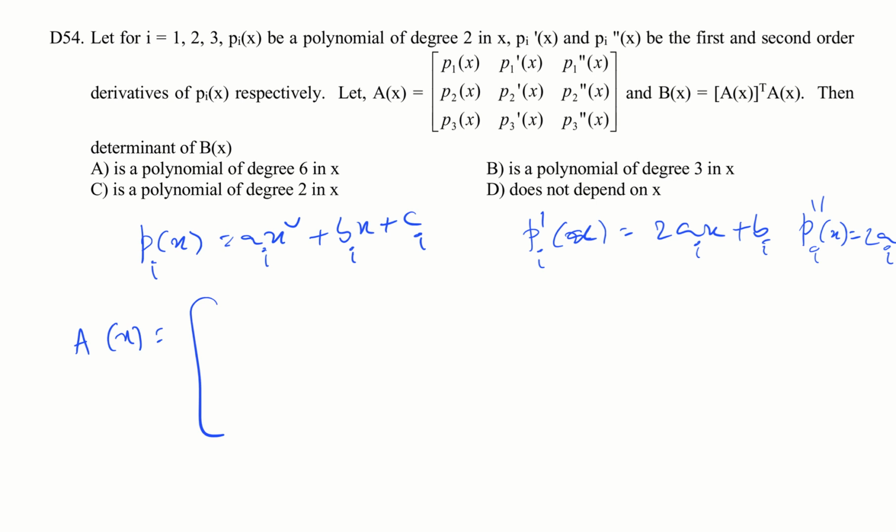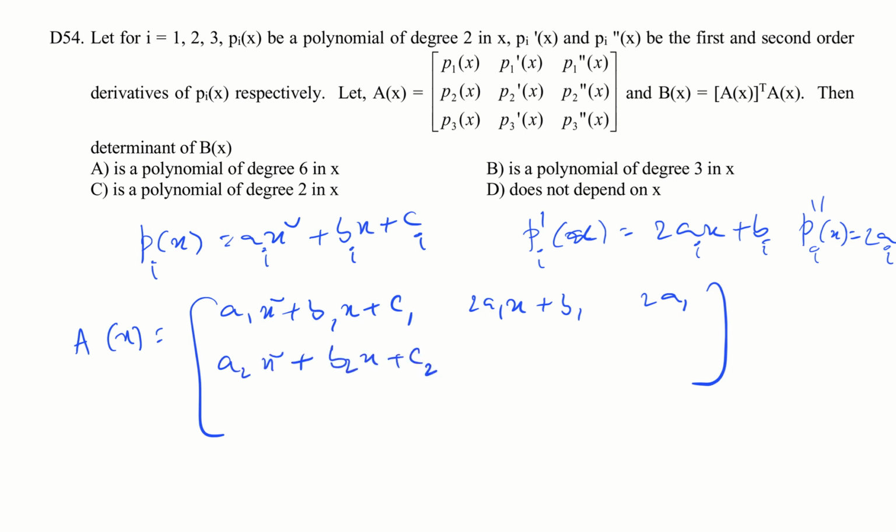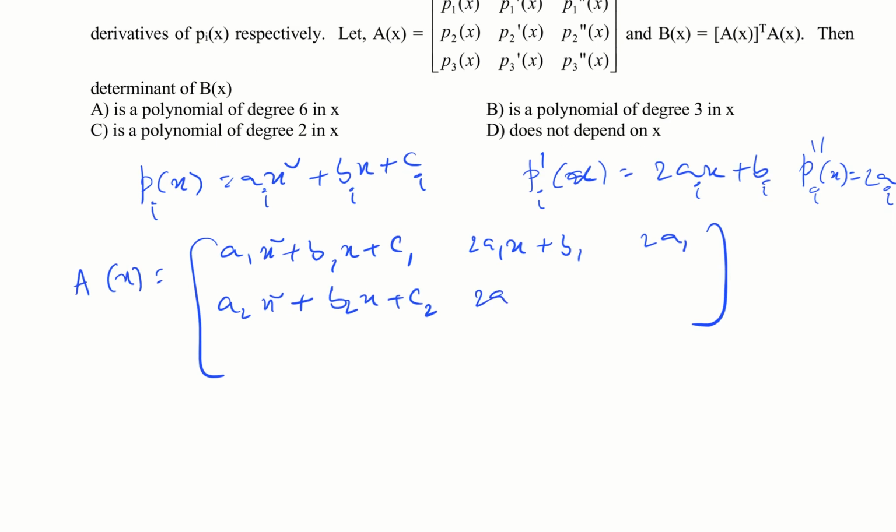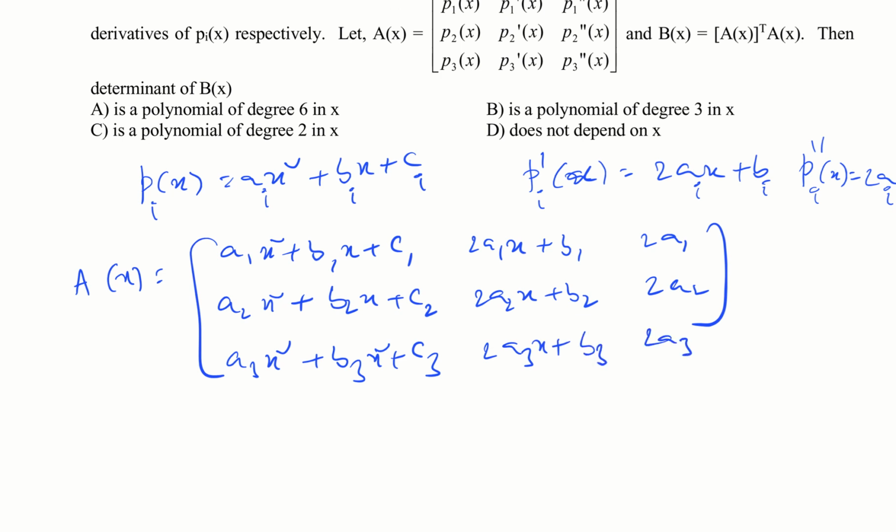the first entry will be a1x square plus b1x plus c1, then 2a1x plus b1, and then 2a1, and similarly a2x square plus b2x plus c2, 2a2x plus b2, 2a2, and this is a3x square plus b3x plus c3, 2a3x plus b3, and 2a3. Let me go for the determinant of this matrix. So I'll get here the determinant.